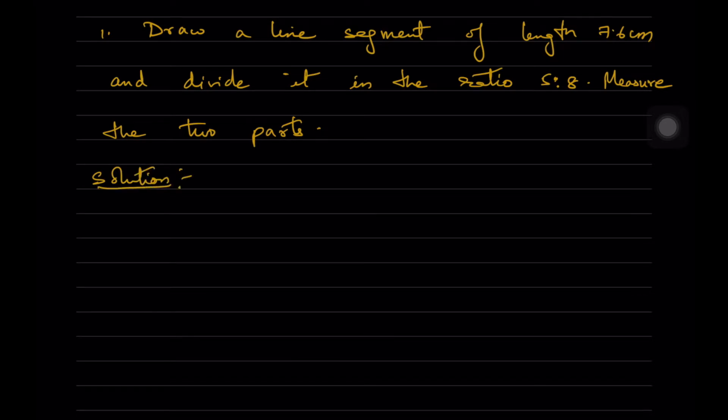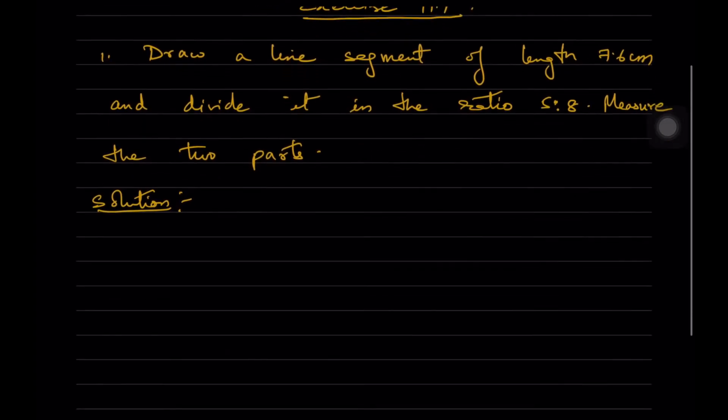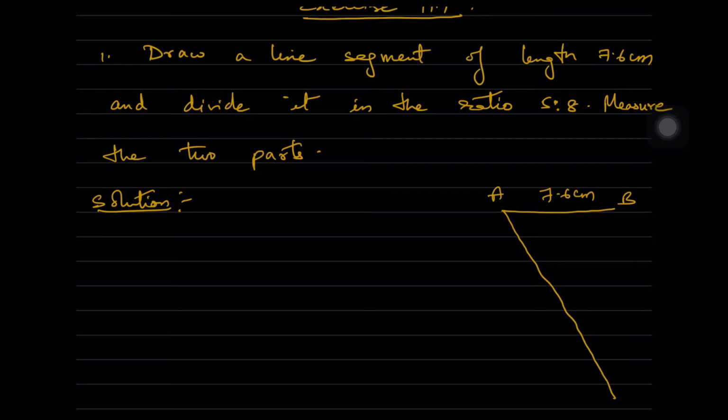So here we will be writing steps of construction. Before writing the steps, we'll just draw a rough figure. How do we do this? First we draw a line segment AB of length 7.6 centimeters. Then with A as center, we draw an acute angle below AB and name this line AX. We divide this line AX into 13 parts. Why 13 parts? Because it's in the ratio 5:8, and 8 plus 5 is 13.